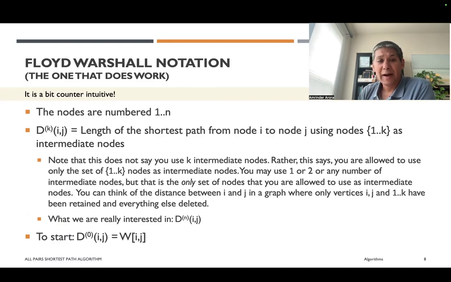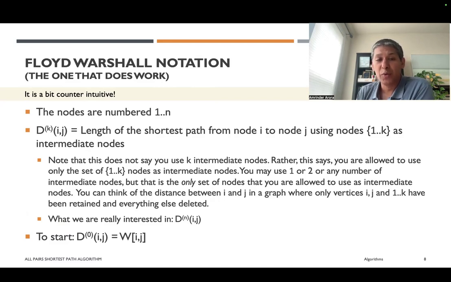Now, if you want to understand what d^k_ij really means, essentially, it means the distance between i and j in a graph such that all the vertices other than i and j and the vertices above k have been removed. So you only keep i and j, you keep the set of vertices 1 through k, and then whatever is the shortest path, that's what this construct represents. It's fairly counterintuitive why this way, but it does work.